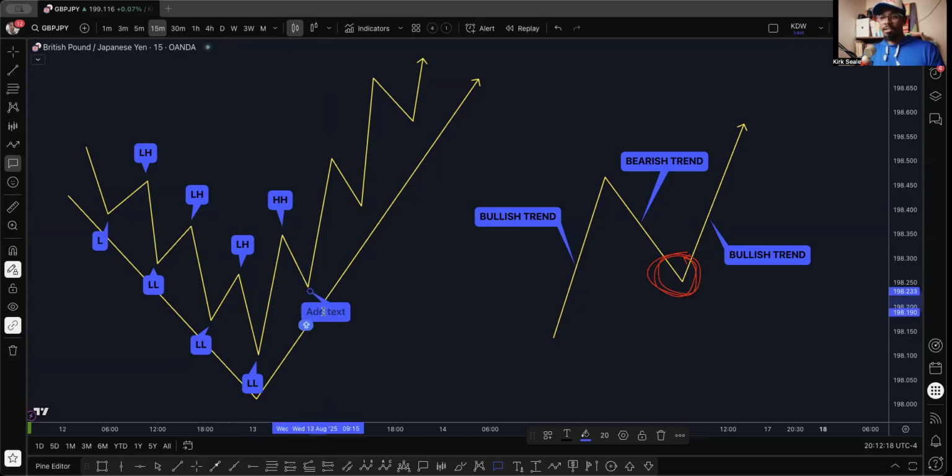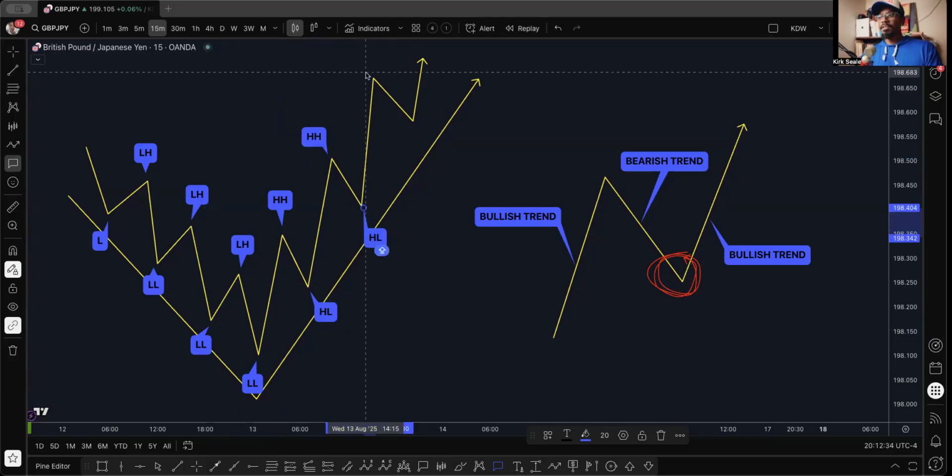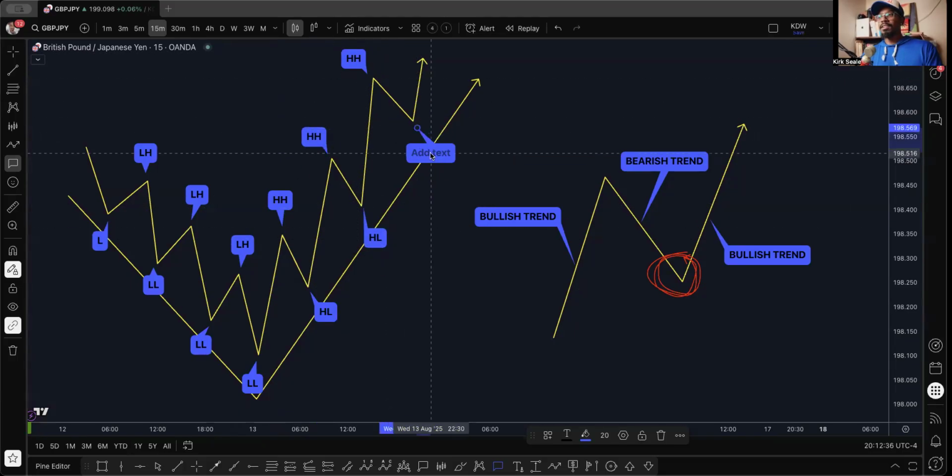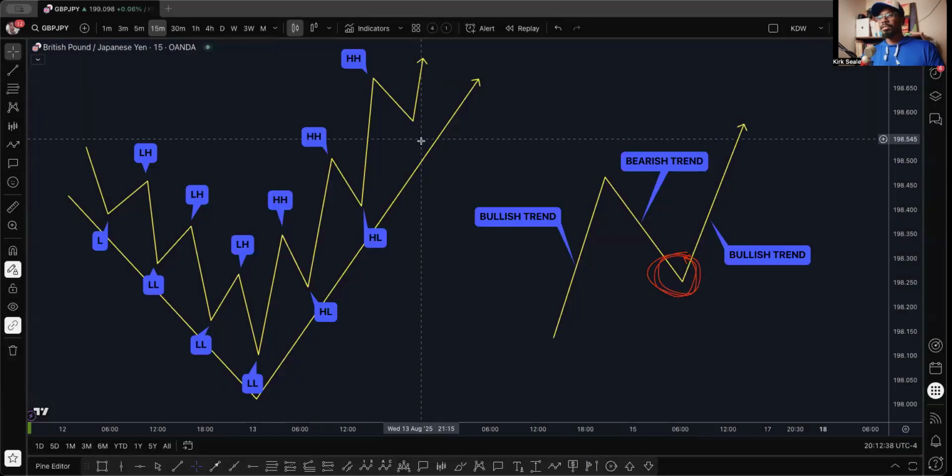And this right here, is this low? What is this low's relationship to this low over here? It's a higher low. And this, my friends, is a higher high. This right here is a higher low. And this is a higher high. This is a higher low.